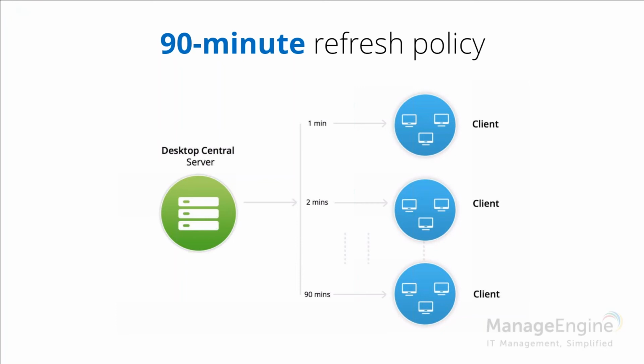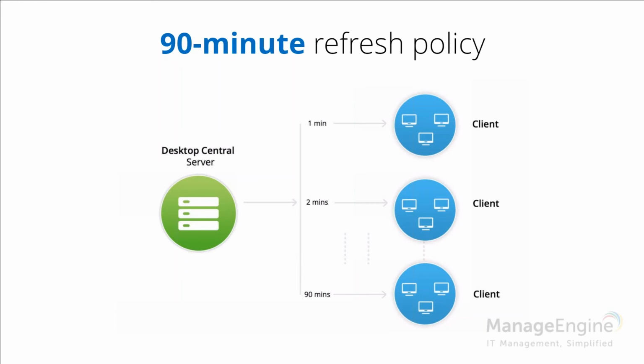We do have certain ports to be opened, and the set of ports which needs to be open is given over here. We require these ports to be open from your firewall to your Desktop Central server in order to manage things smoothly and as expected. Well, so let's talk about the agent to server communication.